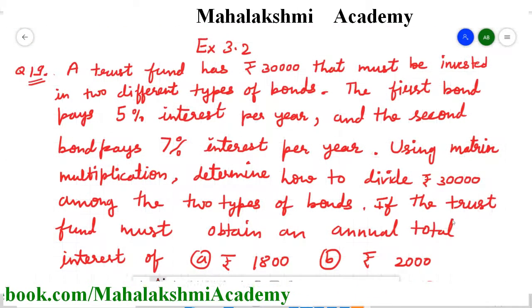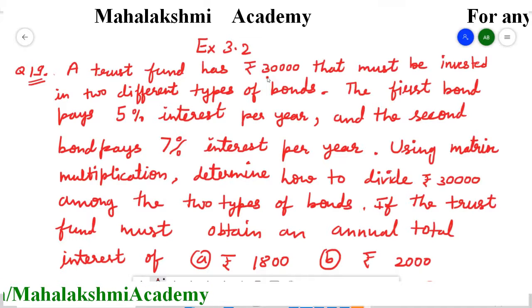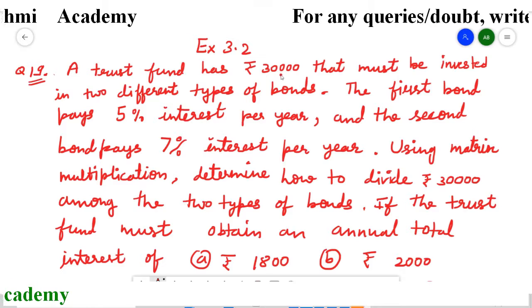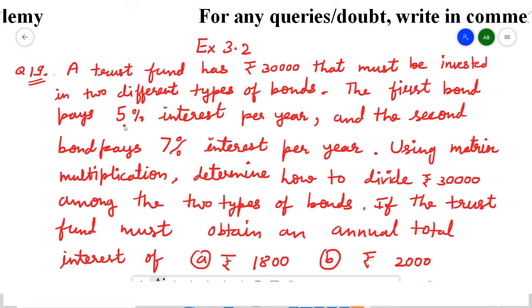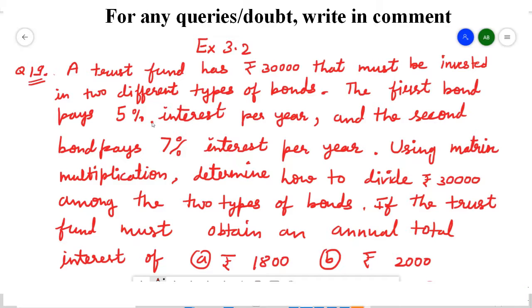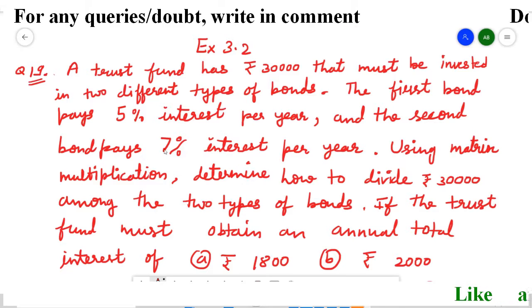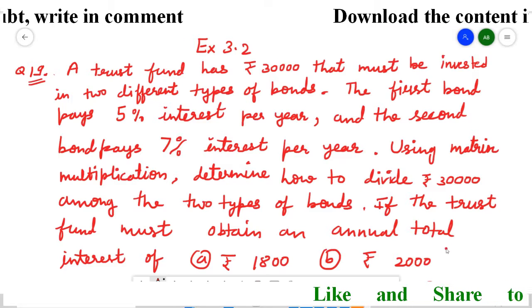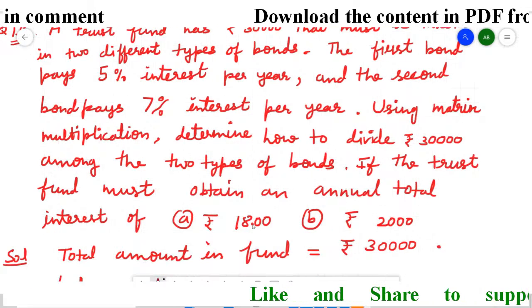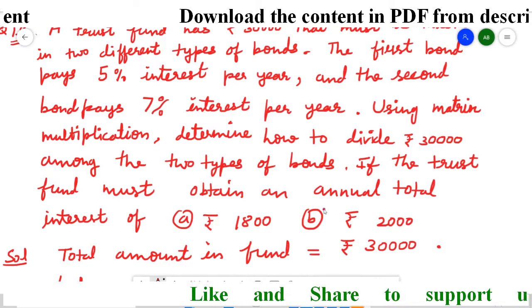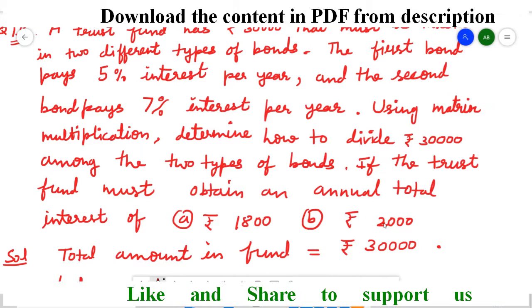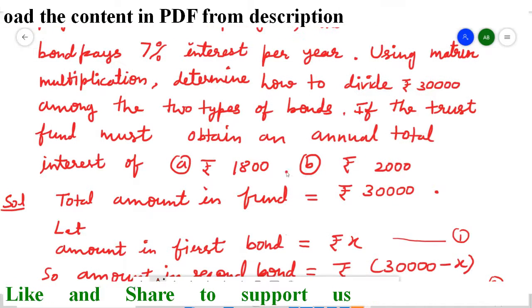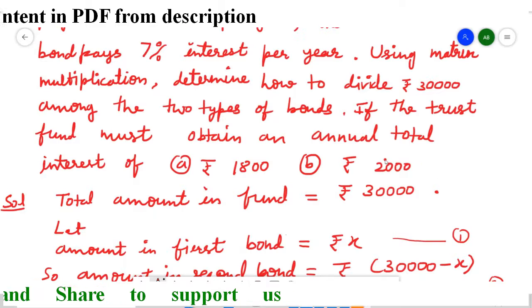What the question says is that the fund has rupees 30,000 that they want to convert into amounts such that on the first amount the interest they want per year is 5% and on the second amount they want interest of 7% per year. Overall interest at the end of the year they want, in the first case, is rupees 1800 and in the second case rupees 2000. So there are two different questions, one by one we'll solve. So see the solution.